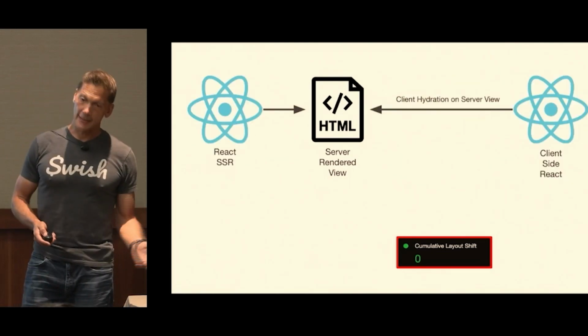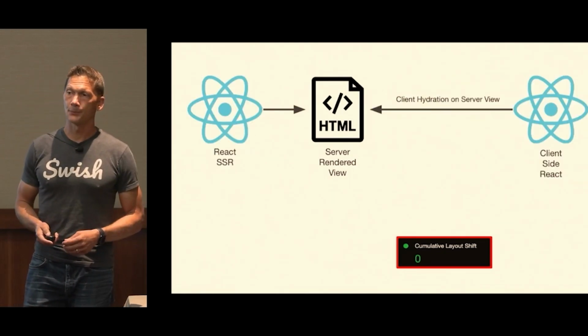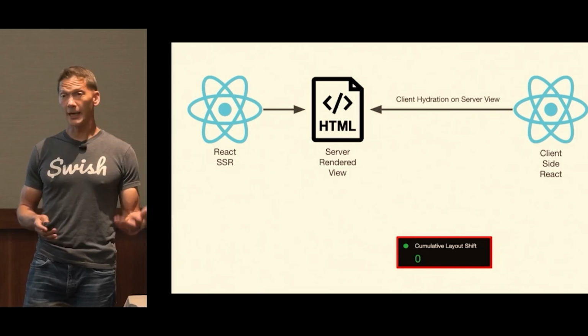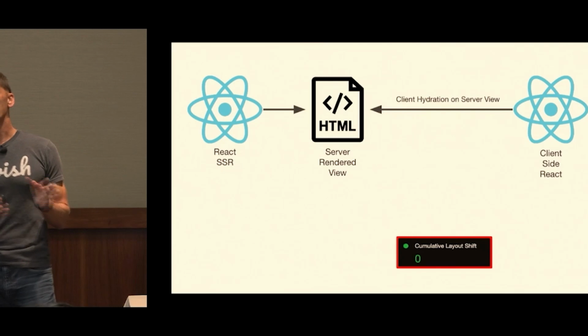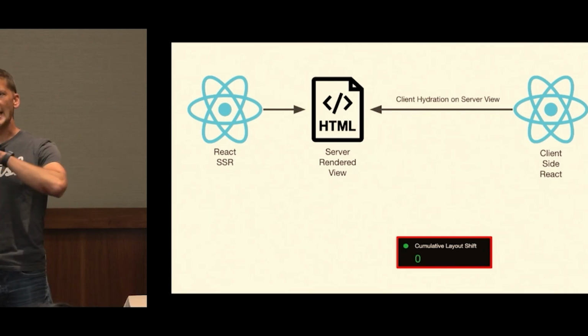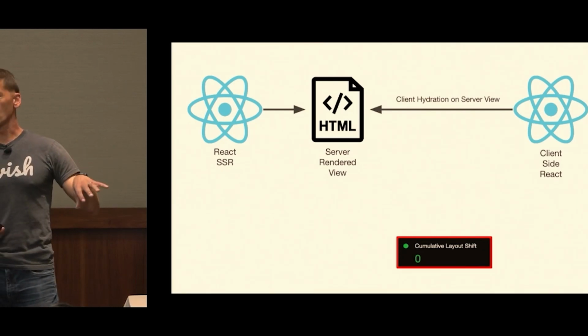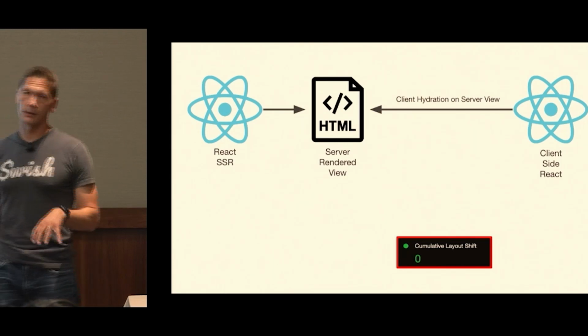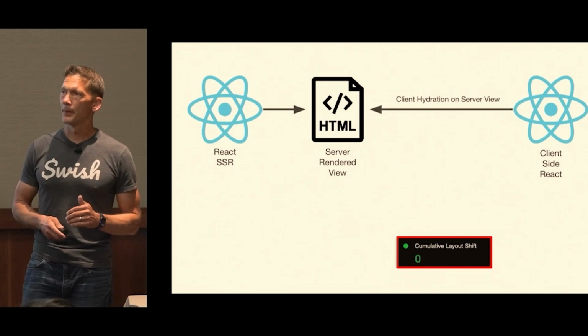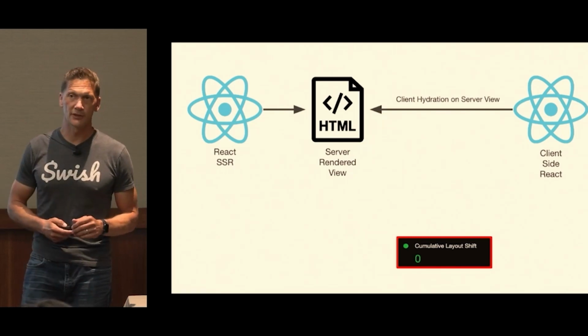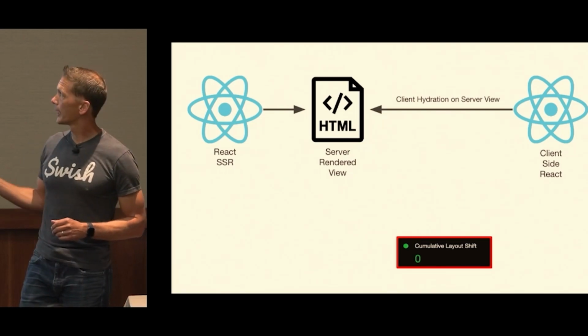And so React and a couple of other frameworks solve this by hydrating the client app on the server view. So they don't blow away the server view. Instead, the client app will just attach itself to the server view. And this works well. There are still ways that there can be jank depending on what your client app is doing, but it makes it much, much easier to achieve this particular metric. So hydration is the key here.